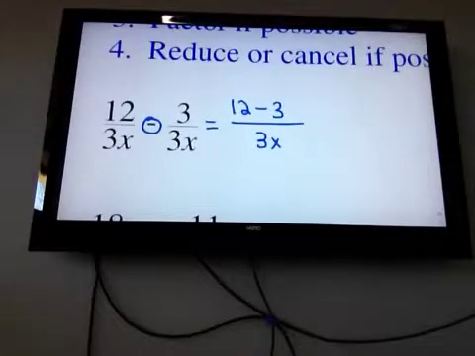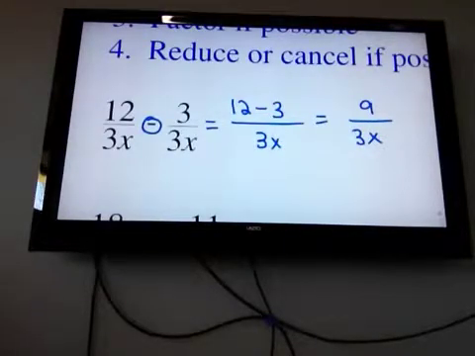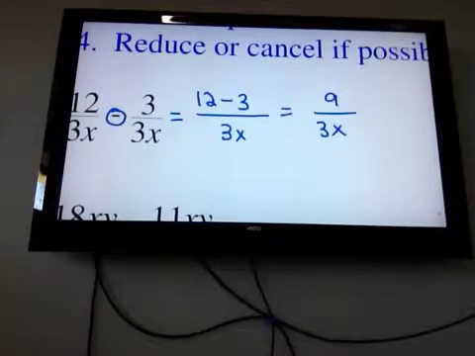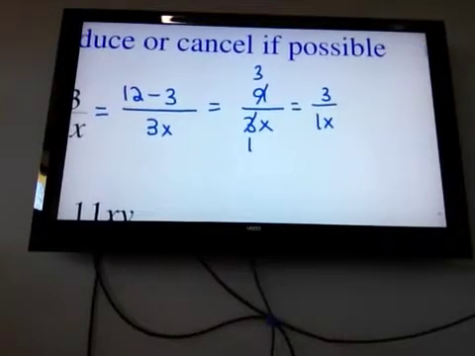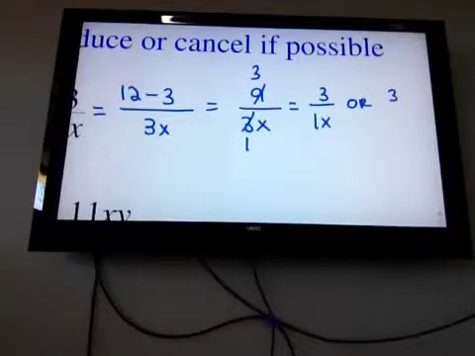Then I have 3 steps in order that I want to think about. I want to add. Yes, I can take 12 minus 3 and get 9. Factor. I can't factor 9. It's a monomial term. Reduce. Yeah, I can do that. 3 goes into itself once. 3 goes into 9 3 times. And I'm left with 3 over 1x, or just 3 over x. It doesn't make any difference if you have the 1 or don't have the 1. And that's my final answer.